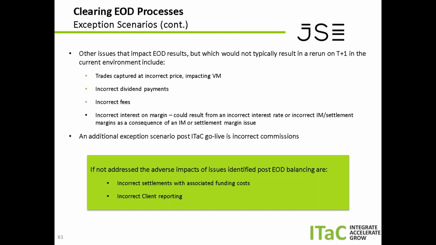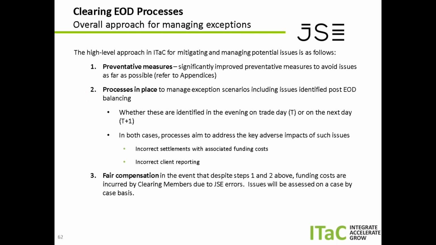So the overall approach for managing exceptions, the JSE tried to put a lot of preventative measures in place to avoid any of the issues that you guys currently experience. And I think the biggest preventative measure that's been put in place is around automating valuations. So if we look at the data historically, the majority of reruns occurred because of manual processes in the valuation space. So going forward, if it's automated, it's less likely that those issues should recur.